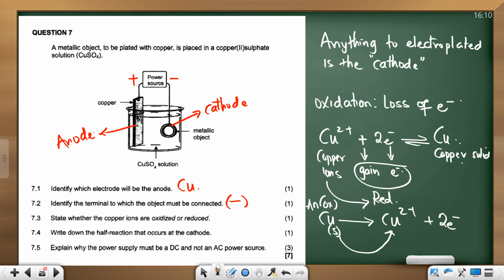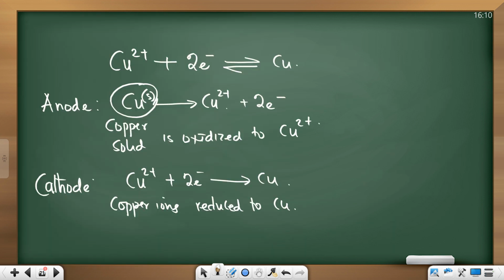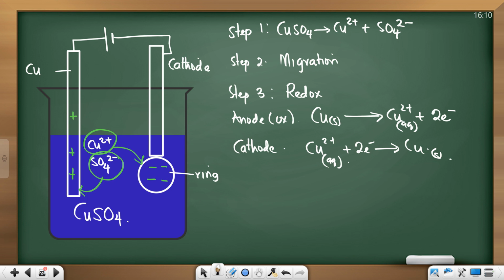So please note, state whether copper ions are oxidized or reduced. Copper ions are reduced. Copper is oxidized. Guys, everything will be answered through your half cell. Is that okay? Your half cell reactions will tell you everything. Copper solid is oxidized to copper ions, and copper ions are reduced.